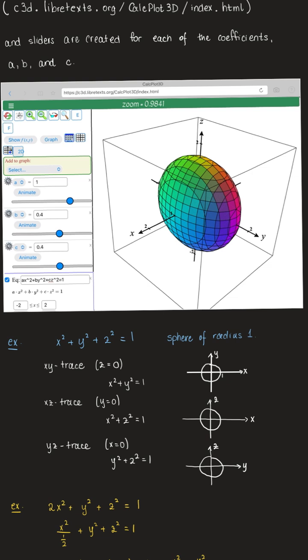In the next video, we're going to talk about what happens when one of these parameters is negative, or maybe when two of the parameters are negative, and that will result in hyperboloids.